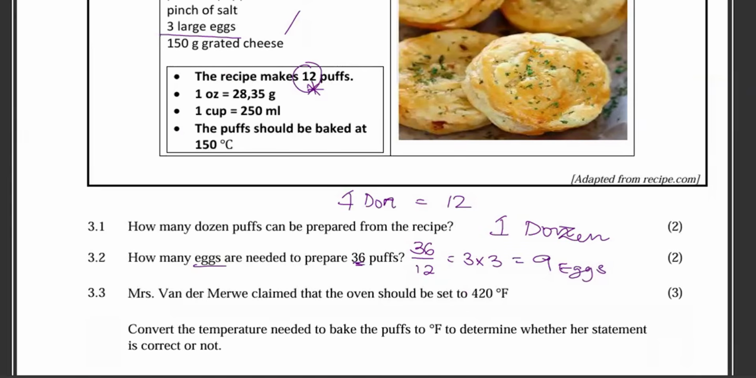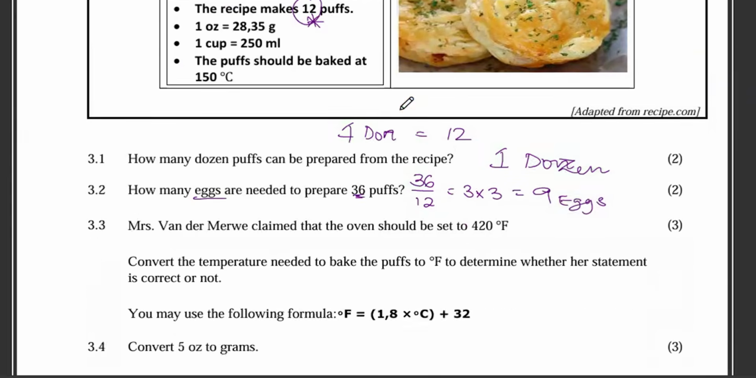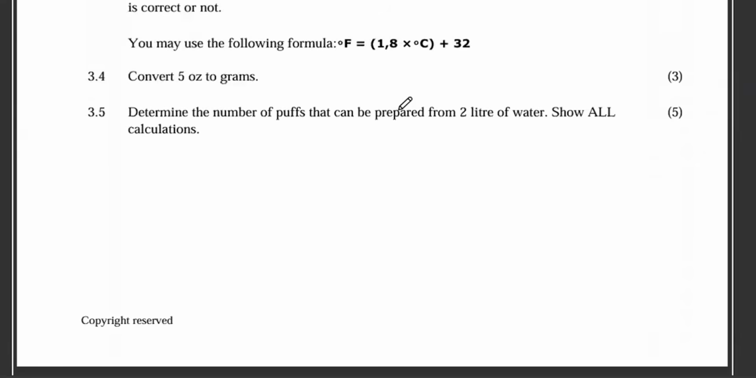Someone else would have said, let me write it down. I need a little bit of space. Now, 12 puffs, you need 3 eggs. What about if you have 36? Ask yourself, for 12, you have 3. Now, for 12, it became 3. What did they do? They divided by 4. That means you also here divide by 4. So the answer becomes what? 9. All right. You can ask yourself that way.